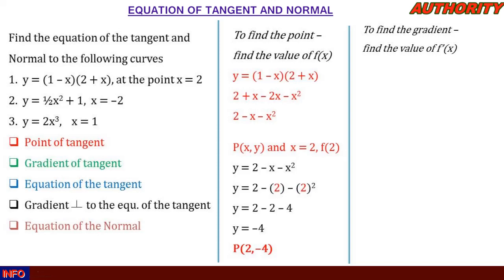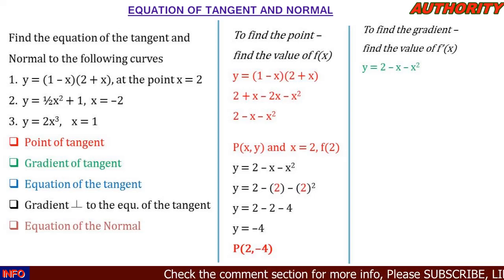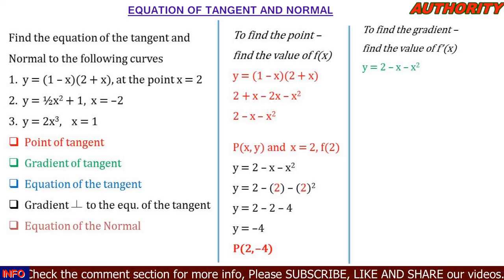The gradient of the tangent. Now, we have our y is equal to 2 minus x squared. So for us to find the gradient, we are going to differentiate this function. So when we say f prime of x or y prime, which is the derivative form of y, let's differentiate the function.